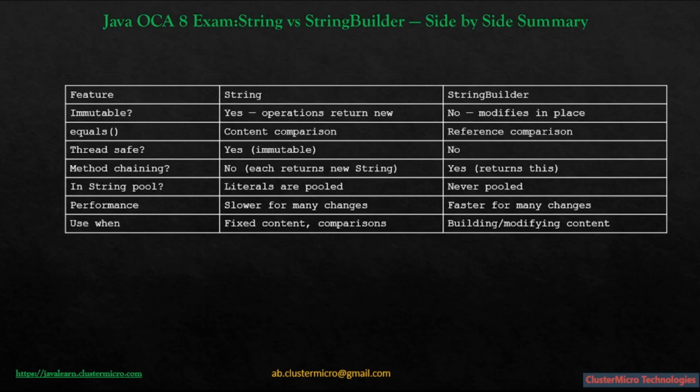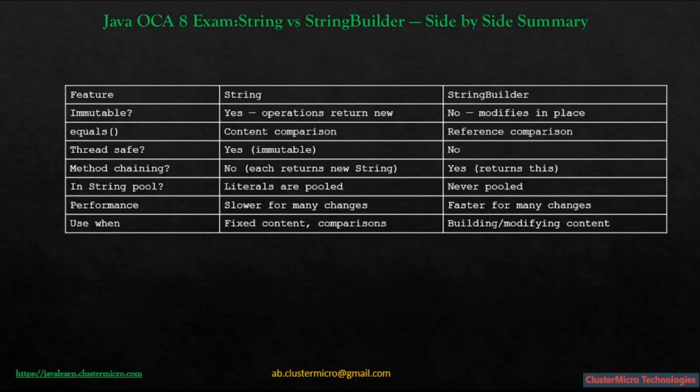And then we have method chaining. String methods return new String objects. You cannot chain them on the original. Each call produces something new. StringBuilder methods return the same object, so you can chain append, insert, delete, reverse all in one statement. Each method picks up where the last one left off on the same object.